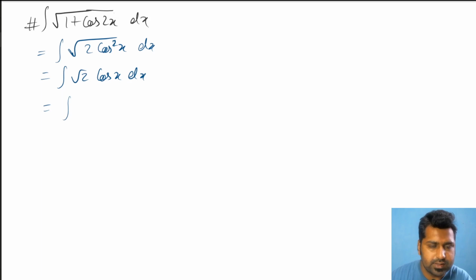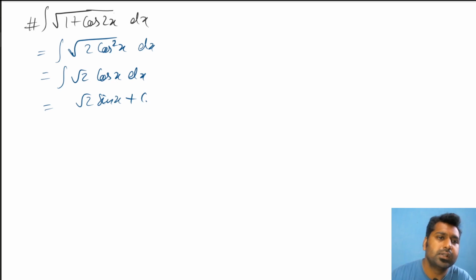Integration of cos x is minus root 2 sin x plus c. Sorry, cos differentiation is minus sine, so plus. I learned it like this: differentiation of sine is cos, integration of sine is minus cos, differentiation of cos is minus sine, so integration is plus sine. So every time you go from differentiation to integration, you change this positive negative.